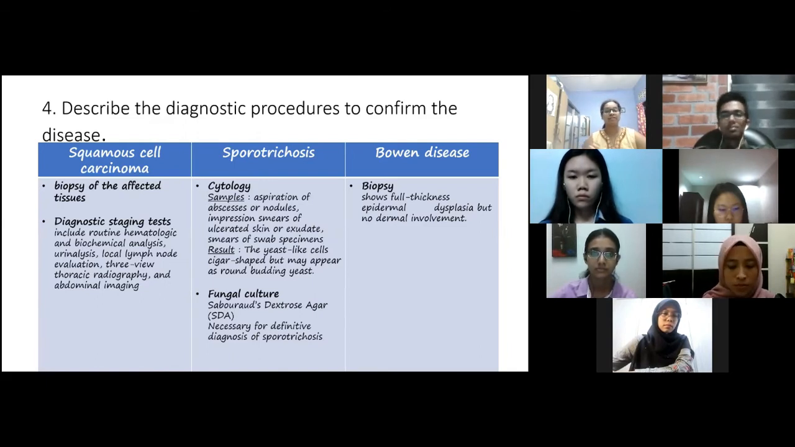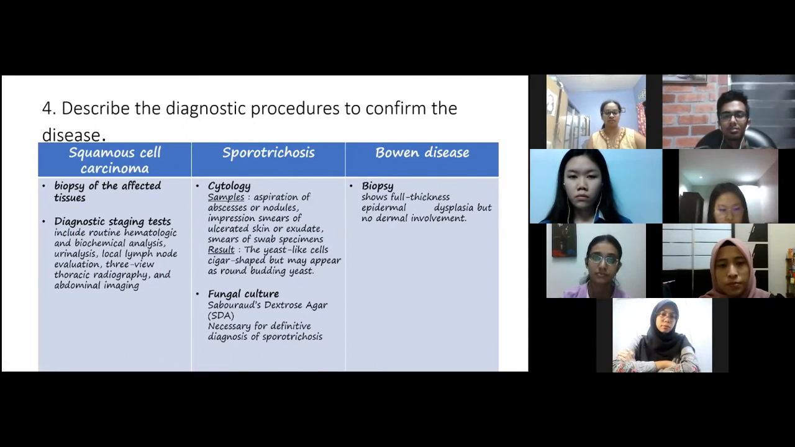For the second DDX, which is Sporothrix, we have a diagnostic procedure of cytology, and we will take samples of blisters or nodules, impression smear of the ulcerated skin, and also smear of swab specimen. The result should be yeast-like cells, cigar shaped, but they may also appear as round budding yeast. And the second for Sporothrix is a fungal culture in an SDA agar.